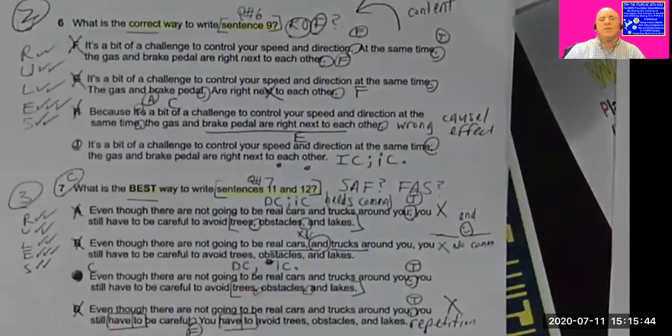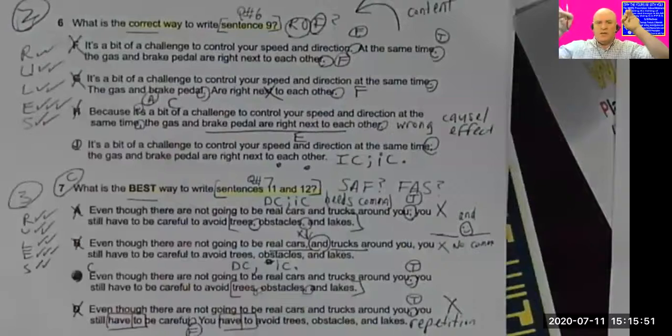Letter G, capital. It is a bit of a challenge to control your speed and direction at the same time, period. Floor. Capital, the gas and brake pedal, period. Capital are right next to each other, period.